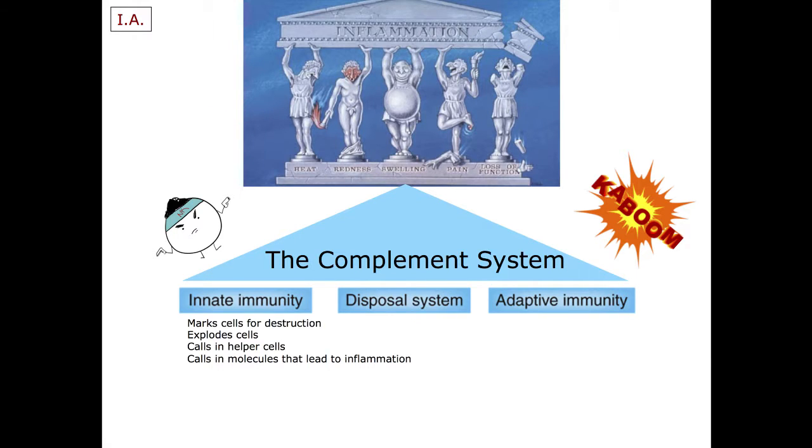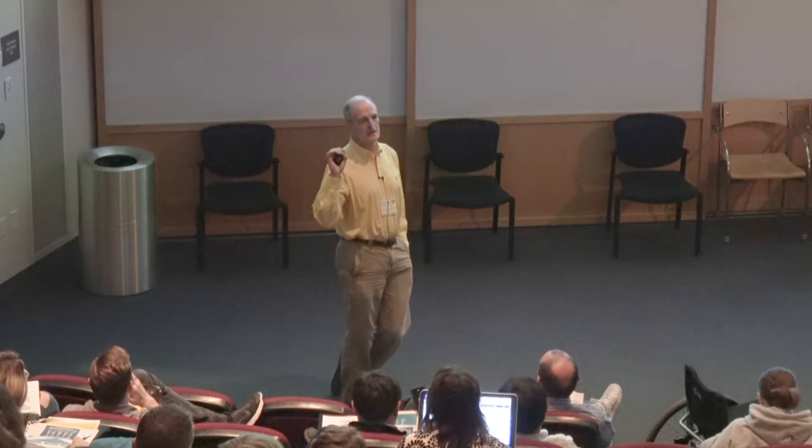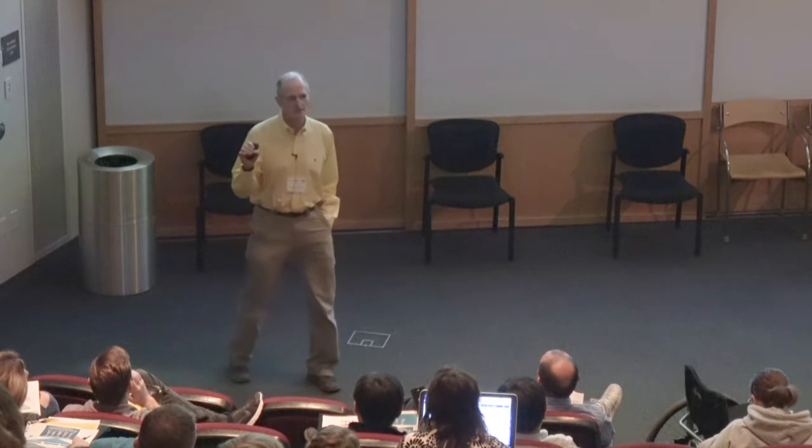In innate immunity, it marks cells for destruction. It helps cells and makes them explode. It calls in helper cells, and it also calls in molecules that lead to inflammation. So Solaris, not only does it stop the complement cascade, and we'll see where in a moment, but it also prevents generation of C5a, which you've all heard of, which is one of the most potent inflammatory molecules in the body. So you're getting a double whammy.